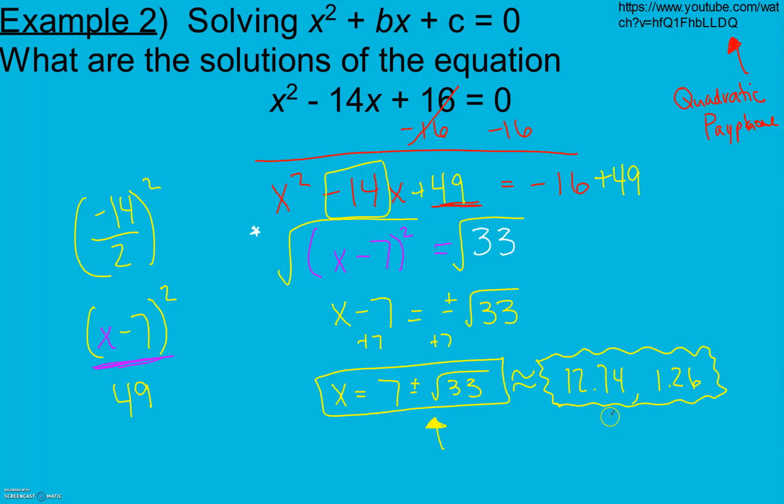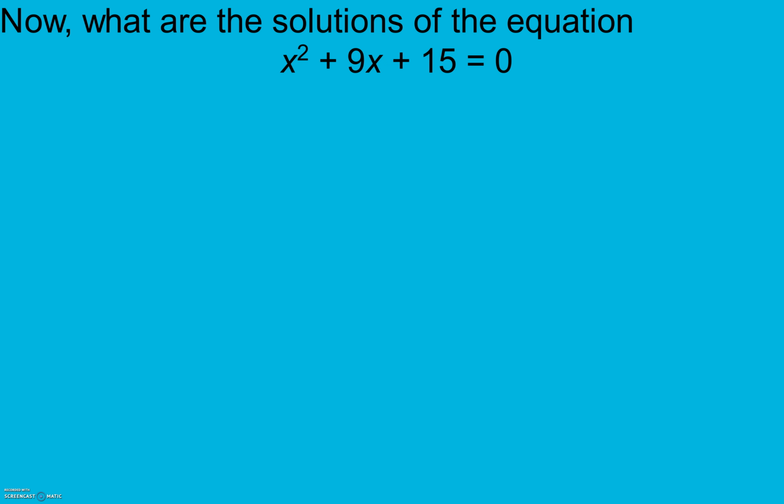And then again, to find those two answers, I just took 7 plus the square root of 33, and I took 7 minus the square root of 33. Same idea here, guys. Feel free to pause and give this a try if you'd like. Again, we've done where we took the square root of both sides, but here we don't have a perfect square on each side yet. We've also solved by factoring when nothing multiplies to 15 and adds to 9.